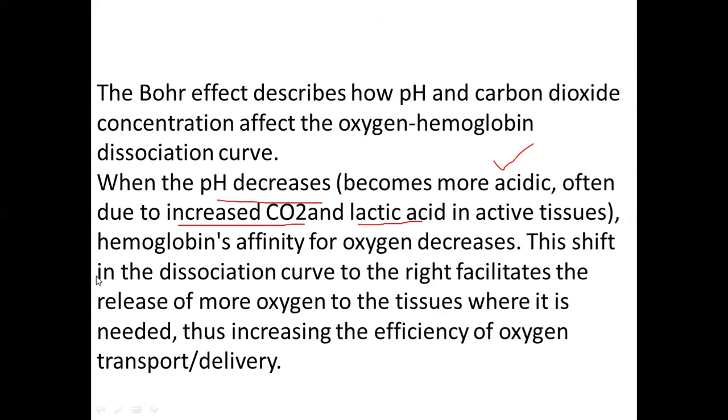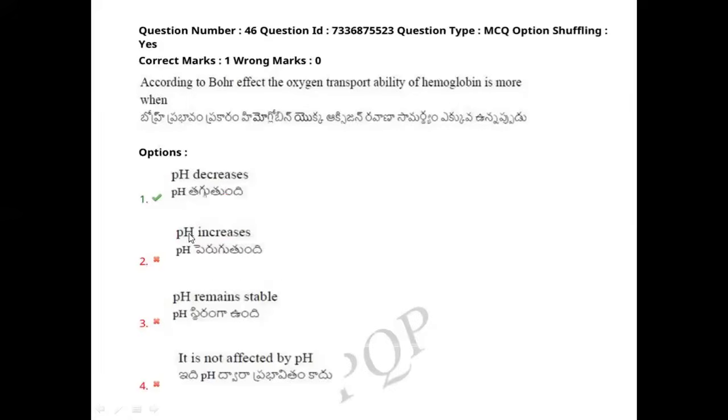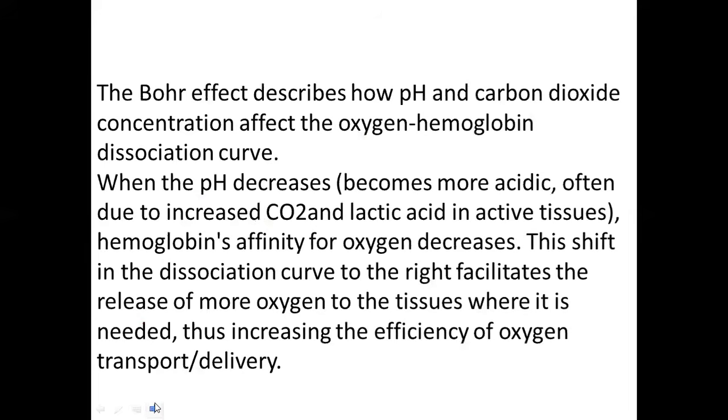So pH decrease అయినప్పుడు, oxygen transport ability of hemoglobin is more. Then ఆ pH decrease అయినప్పుడు, అంటే ఎప్పుడైతే carbon dioxide levels ఎక్కువ ఉన్నప్పుడు, హిమోగ్లోబిన్ అనేది ఆక్సిజన్ ని తీసుకెళ్లి cells కి transport చేస్తుంది. So this is your answer and this is your explanation.